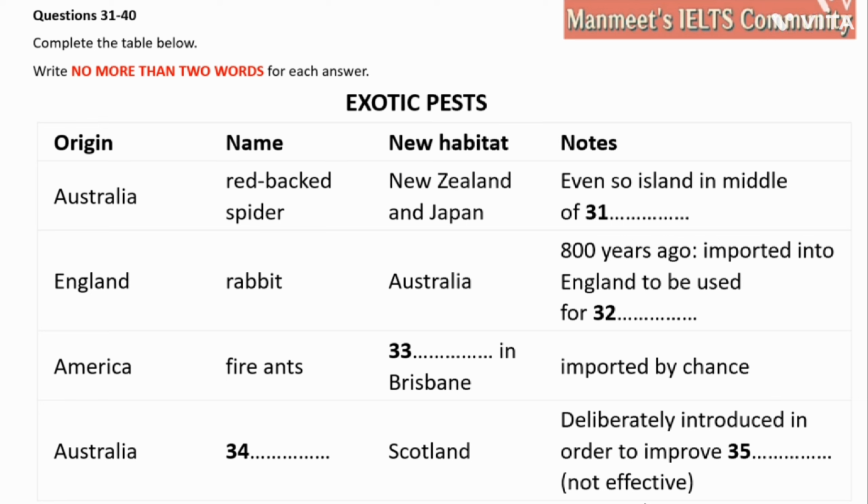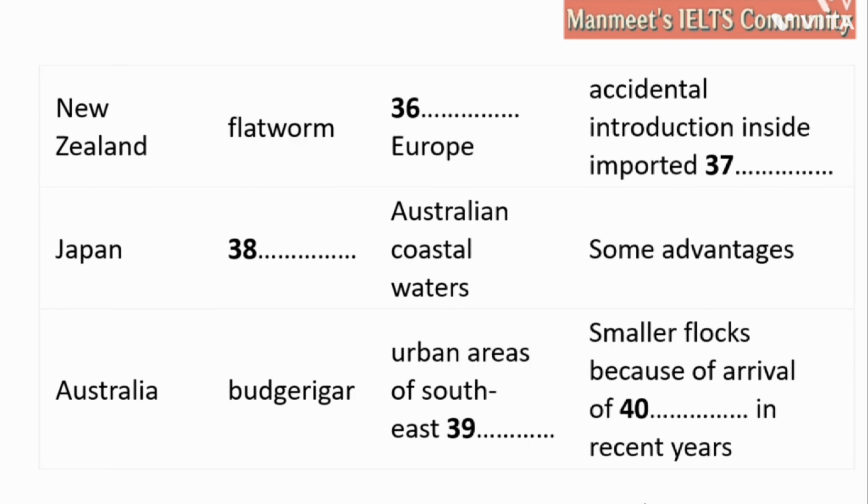Although they don't do a lot of harm, as far as we know up to now, this will probably prove to have been a mistake. A much more serious case, also in Scotland, as well as other countries, along with the latest victim, Iceland, is the New Zealand flatworm. This is a most unwelcome newcomer in these regions of northwest Europe.